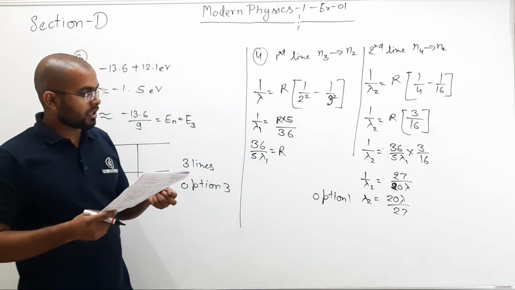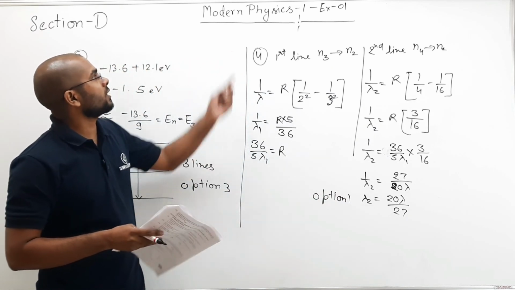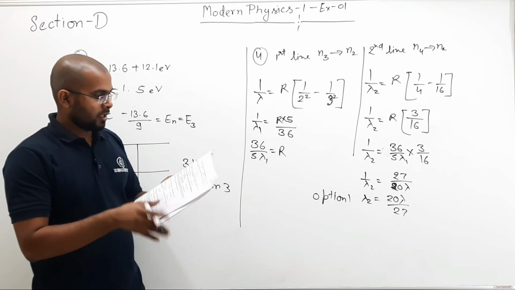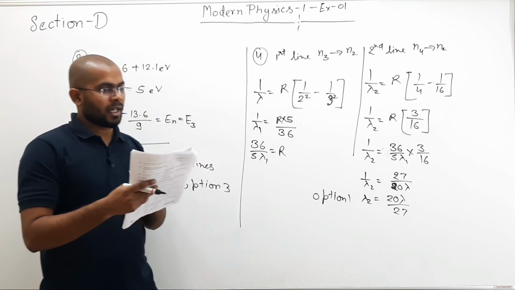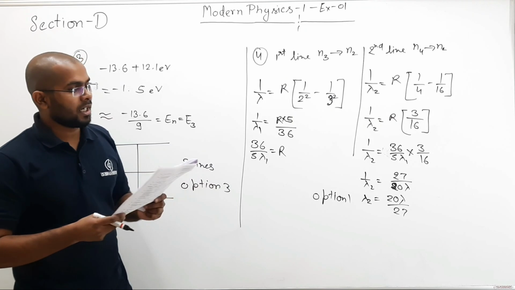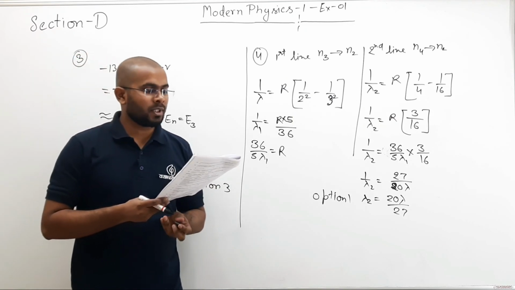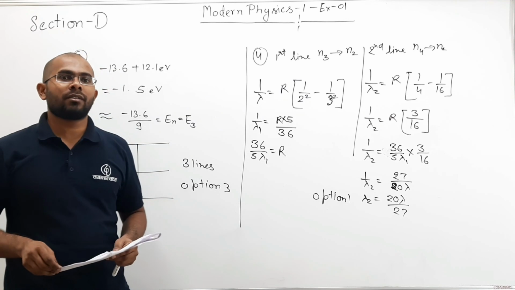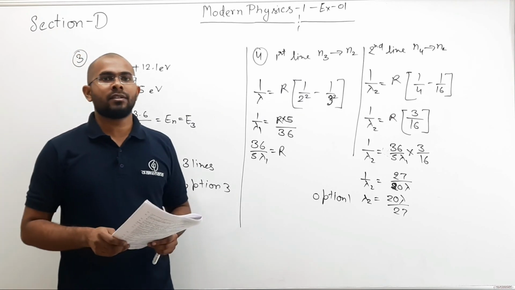So this was your discussion of modern physics 1 exercise 1 of section C, which is Bohr atomic model, and section D, which is electronic transition from hydrogen or hydrogen like atoms. There will be another video for your exercise 2.